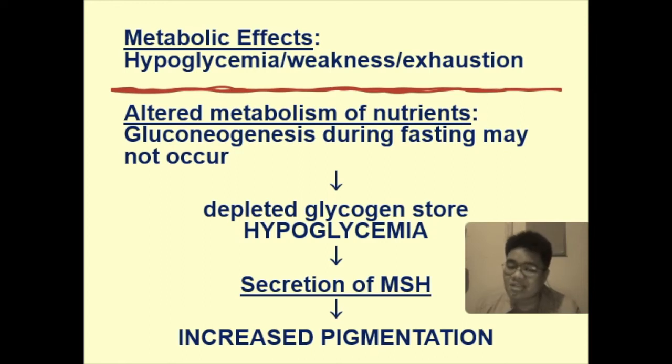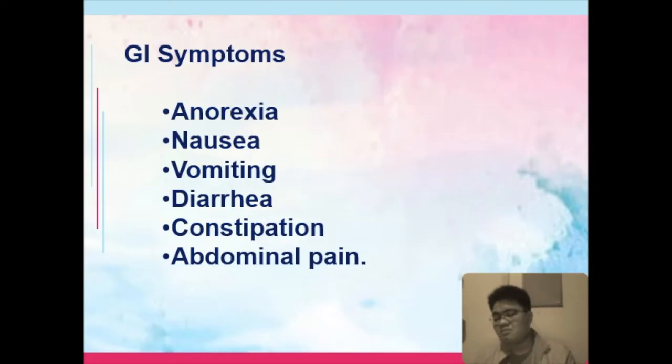However, class, increase of pigmentation would mean that your patient is also having high levels of MSH. So class, melanocyte, it's intended to protect your skin actually. Okay, so these are the effects of your Addison's disease in terms of metabolism of nutrients. Now, on the GI symptoms, your patient would experience anorexia, nausea, vomiting. Diarrhea or constipation may be common. Then you have your abdominal pain for this patient.